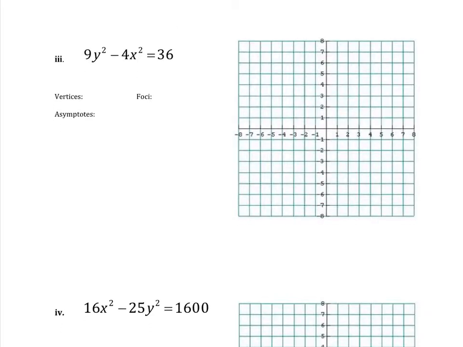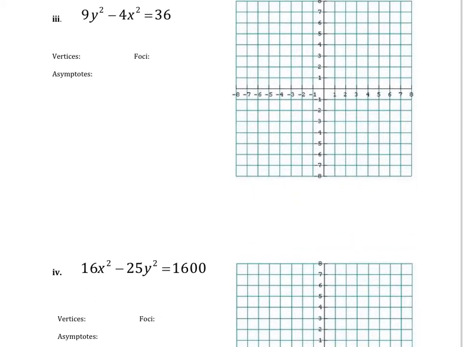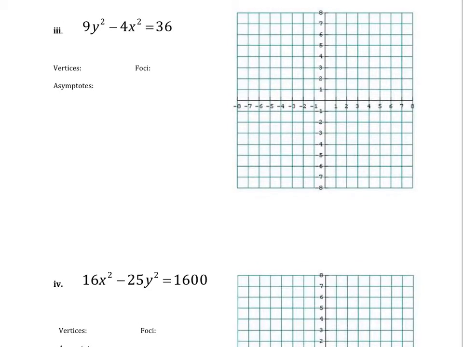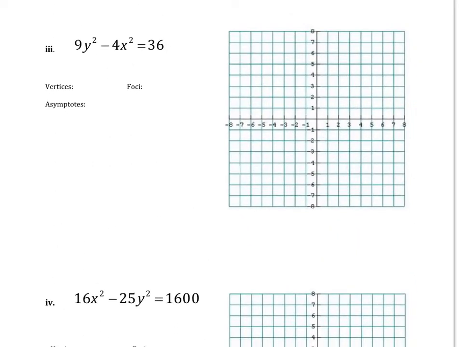All right, so these two examples, I'm just going to do one of them because they're pretty similar. The only difference between these examples and the ones we just did is the fact that we have to first write the equation so that we can set it equal to 1. So we'll do the top one.